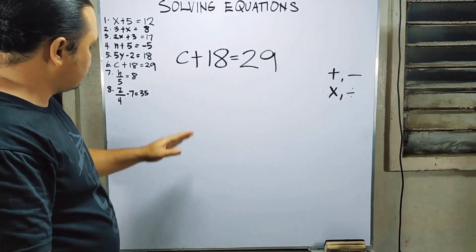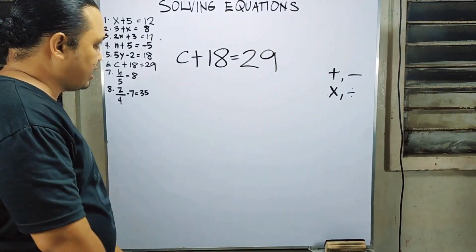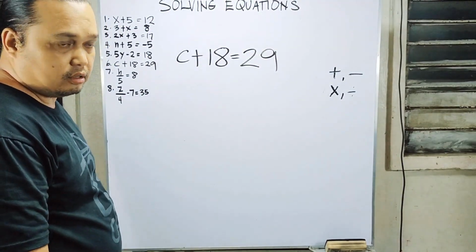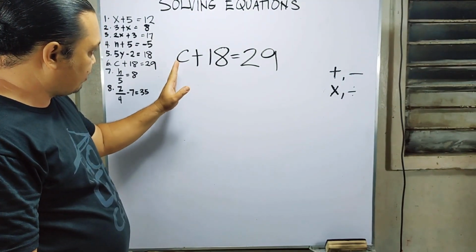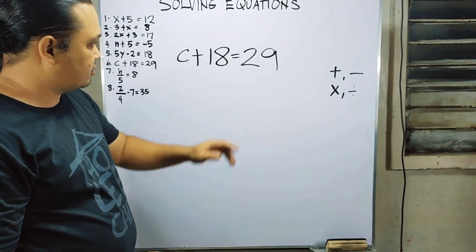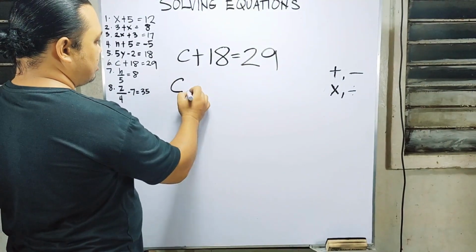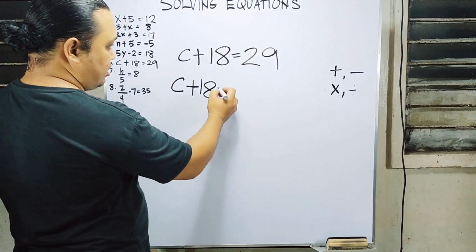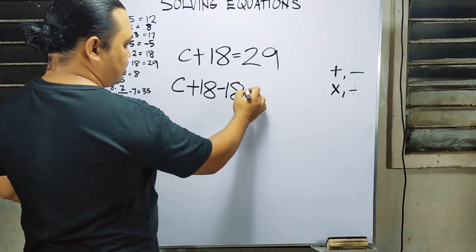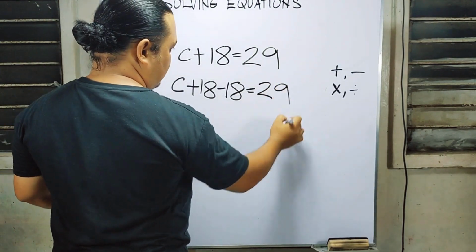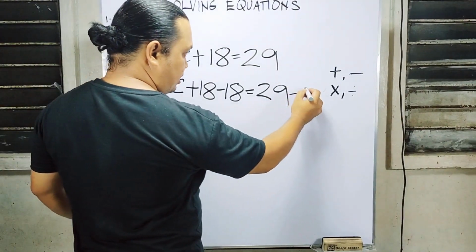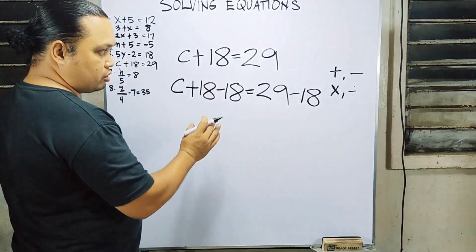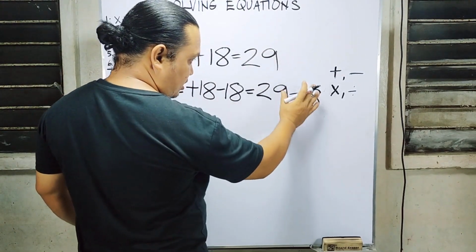Okay, now number 6 is c plus 18 is equal to 29. So 18 constant, c variable, 29 answer. Okay, so to get the variable here, let's remove the constant. So c here, copy c plus 18. Now what we need to do is just subtract 18 here. Get rid of 18, is equal to 29. Okay, 29 minus 18. Okay, because we have subtracted 18 here to the left, we must also subtract 18 to the right to maintain its equality.